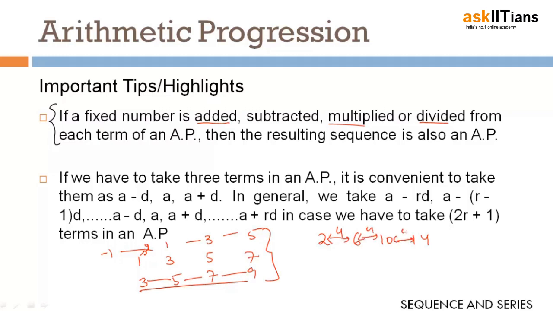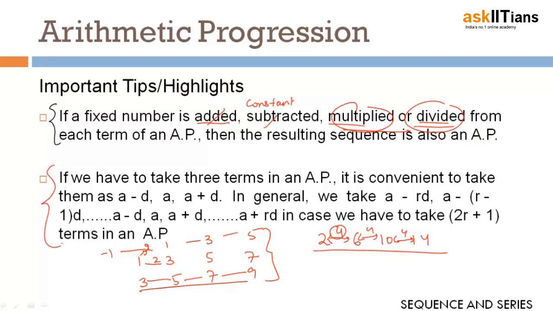As you can see, the resulting sequence has again turned out to be an AP, but what's the difference? Here the difference was 2, now it's 4. So it is proportionate to the number by which we are multiplying. In addition or subtraction, the difference between the terms remained constant, before and after. In this case, it becomes proportionate. Similarly, you can consider the dividing case. Let us look at the second property.